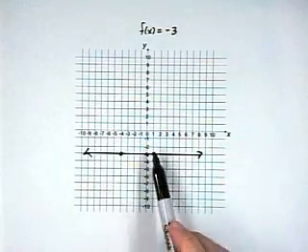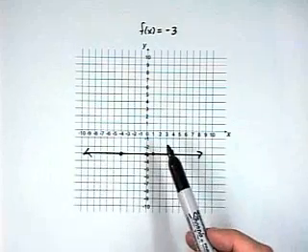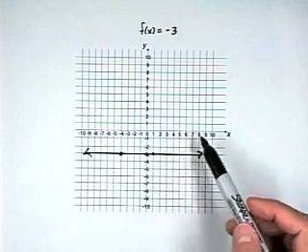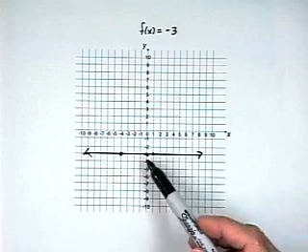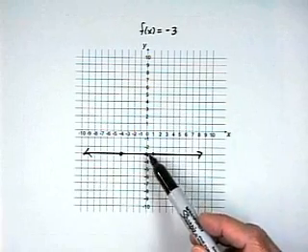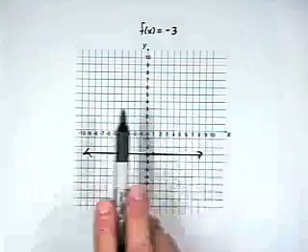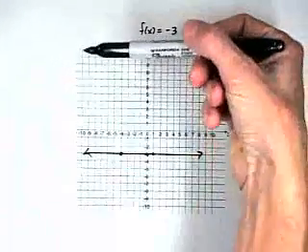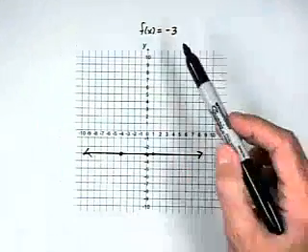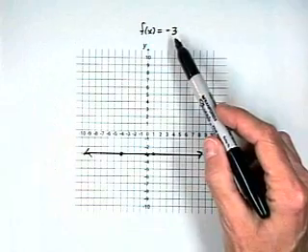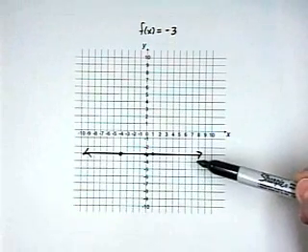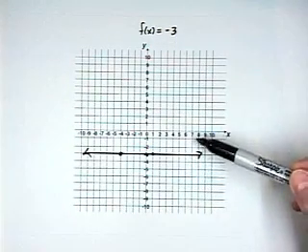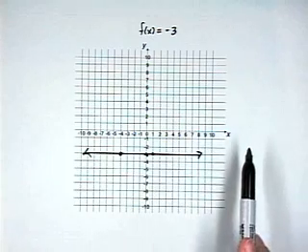The x-intercept does not exist. It never touches the x-axis. There is no x-intercept. The y-intercept is -3. The domain is all real numbers. The range is specifically only the number -3. And the slope of the line is 0. The line rises 0 units for any number of units to the right.